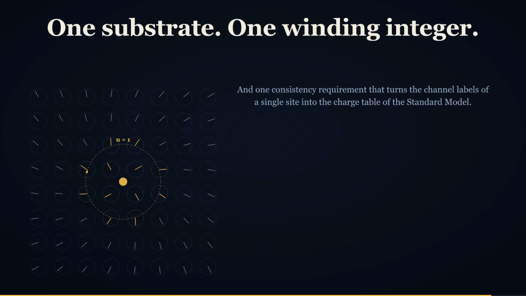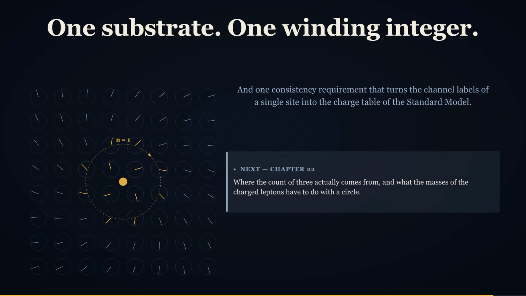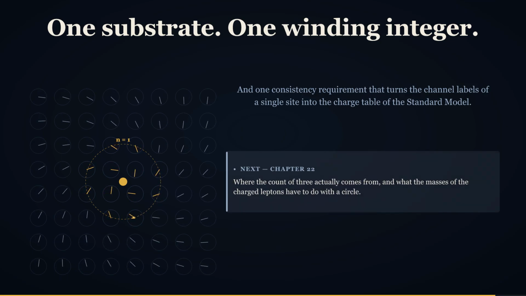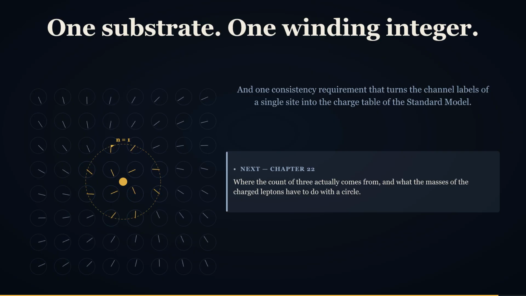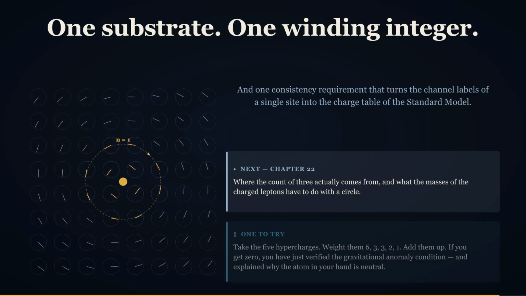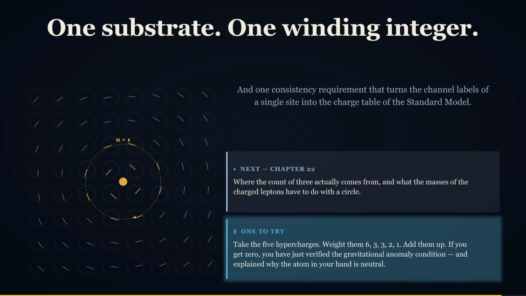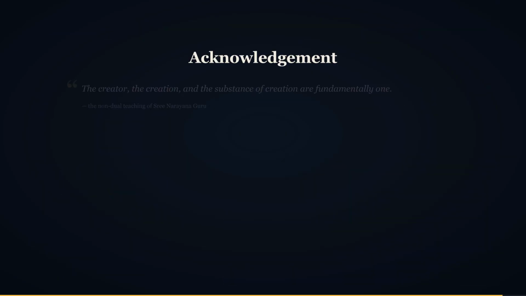Next chapter: where the count of 3 actually comes from, and what the masses of the charged electrons have to do with a circle. Until then, here is one to try. Take the 5 hypercharges, weight them 6, 3, 3, 2, 1 and add them up. If you get 0, you have just verified the gravitational anomaly condition and explained why the atom in your hand is neutral.